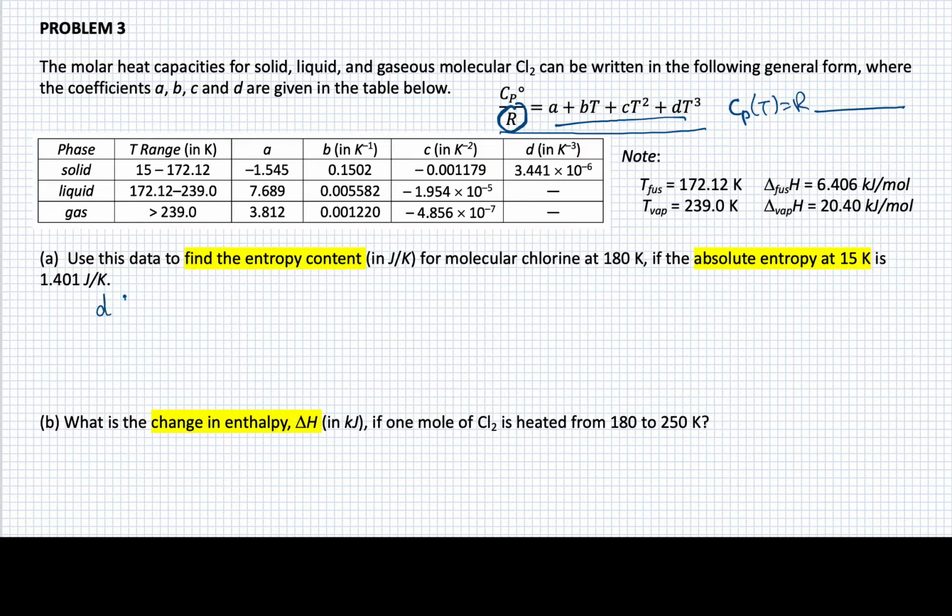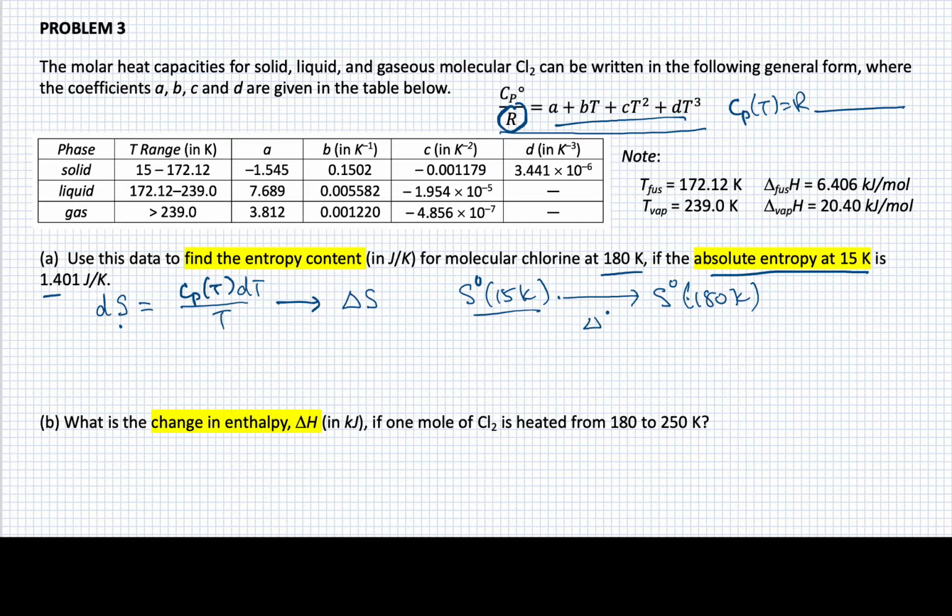I'll remind you that the differential of entropy is simply the heat capacity at some temperature, dT, divided by T. So you'll need to go somehow from this to a delta S that will connect you to the value of the absolute entropy at 15K. We're giving you a little bit of a start here. We have the entropy value at 15K, and you'll need to go from this value of absolute entropy to the value of absolute entropy at, what are we given, 180K.